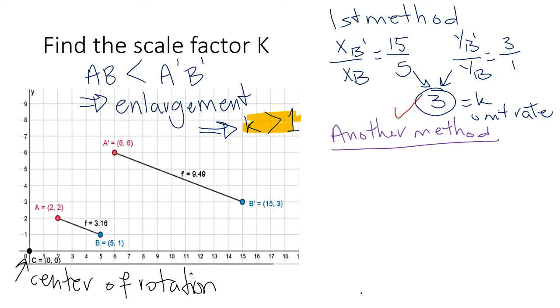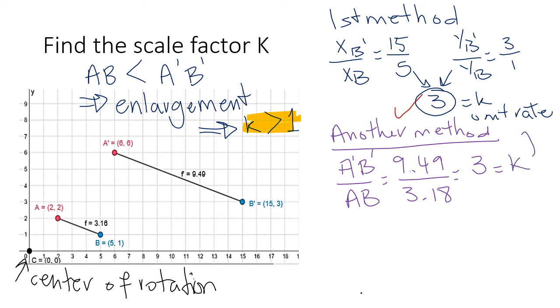But in case there's no graphing and they gave you the sides, which you need when you are talking about similar triangles, I'm going to say A prime B prime over AB. I just have one segment, so it's fine. It's 9.49 over 3.18. If I divide them, I'll get 3, which is the same value as I found when I was dividing the x coordinates and the y coordinates. So my scale factor here is 3.